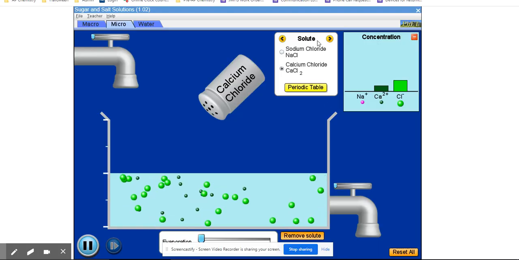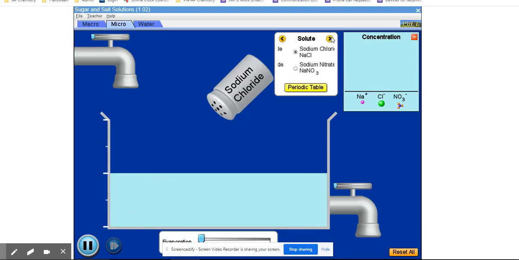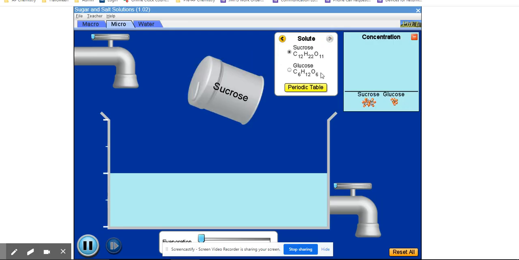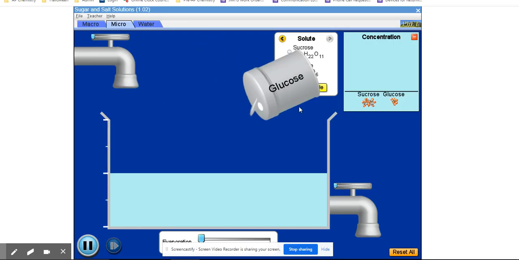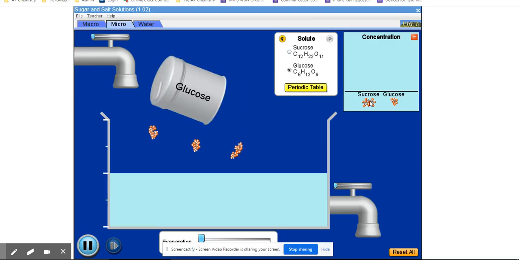And finally, let's look at glucose. And when that gets put in the water, we're seeing them still sticking together. They might have dissolved. So this is showing that they are dissolving, but they are definitely not dissociating into their individual atoms.